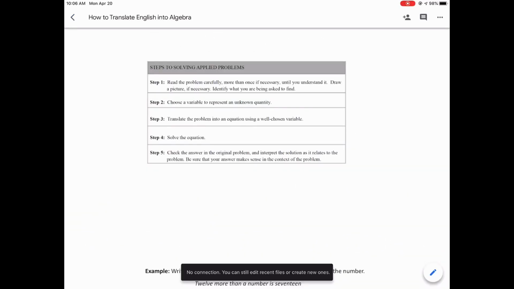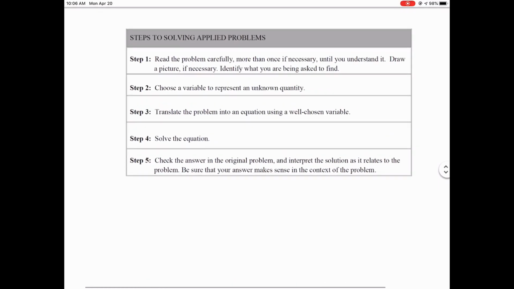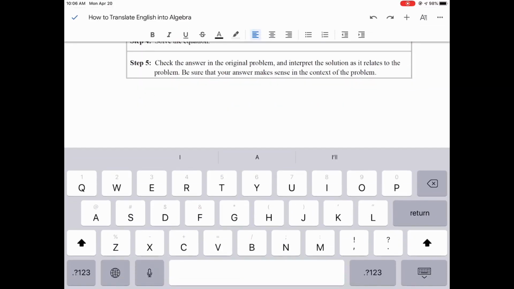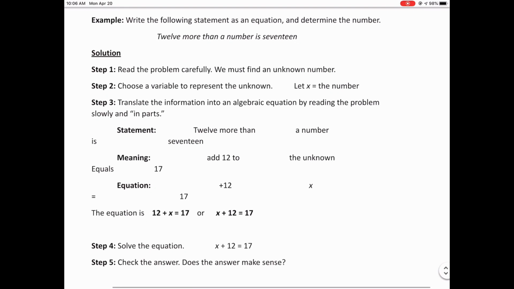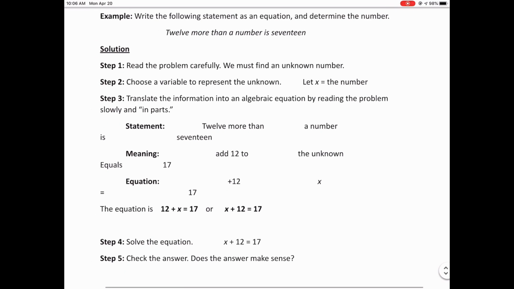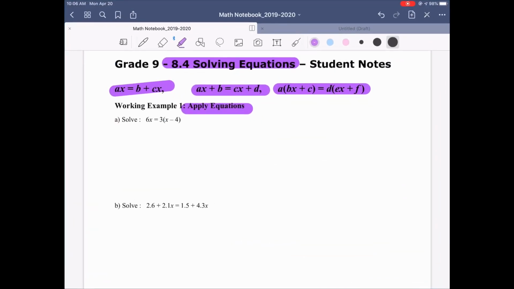You also have on the next page steps to solving word problems. It gives you a step-by-step guide, so if you follow these steps, you should be able to get through the word problem in a breeze. Then it gives you an example using the step-by-step instructions mentioned above. Okay, so now that you have that, we can start on the actual notes for section 8.4.